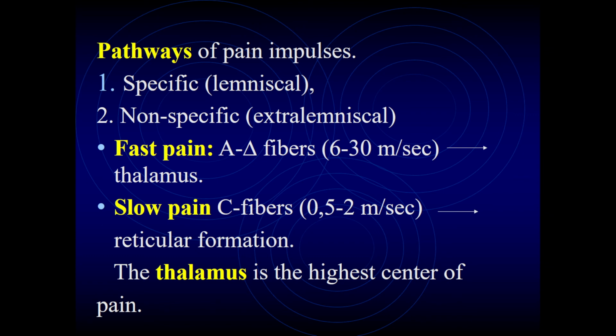Also, pain impulses are sent to the hypothalamus, limbic system, and other brain structures. This provides the vegetative and emotional components of pain. For example, changes in heart rate, respiratory rate, depth of respiration, blood pressure, and others.